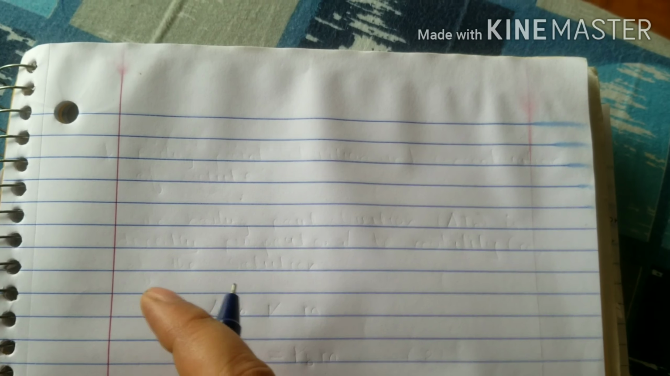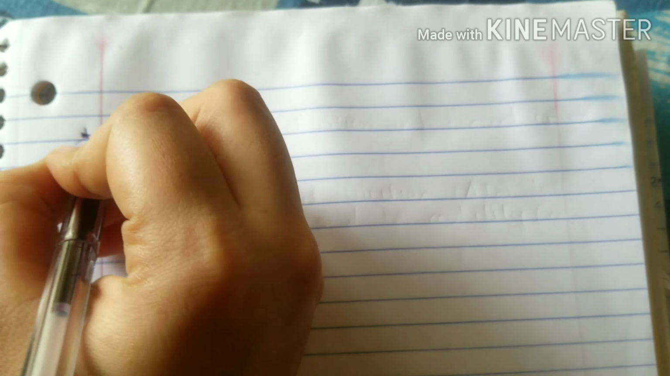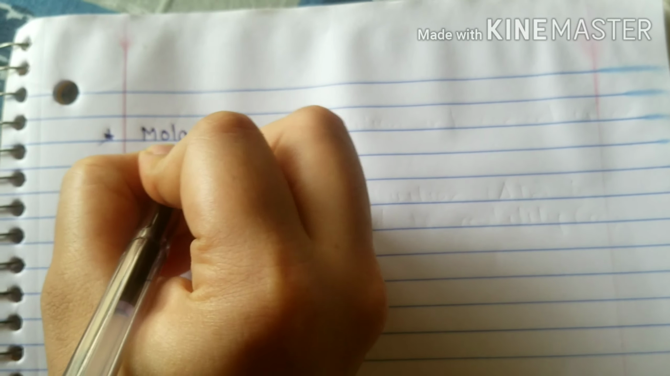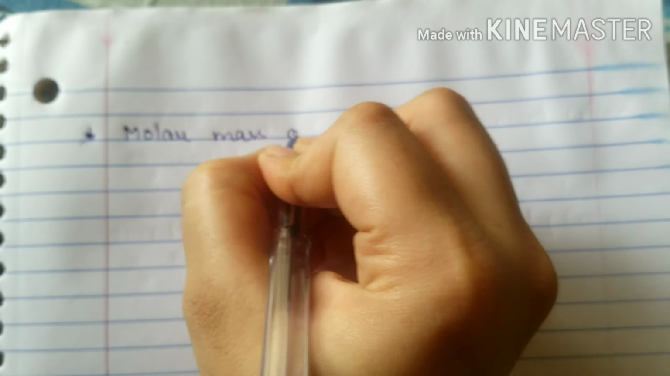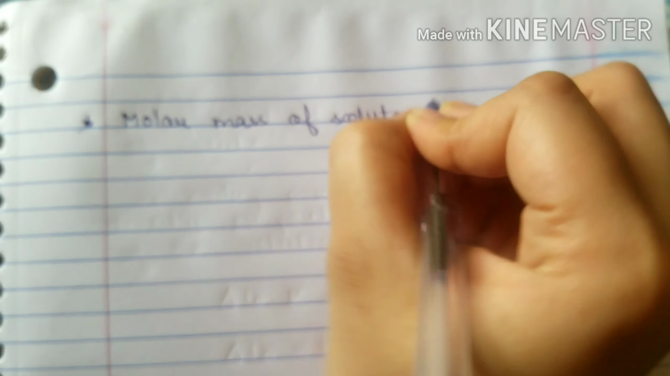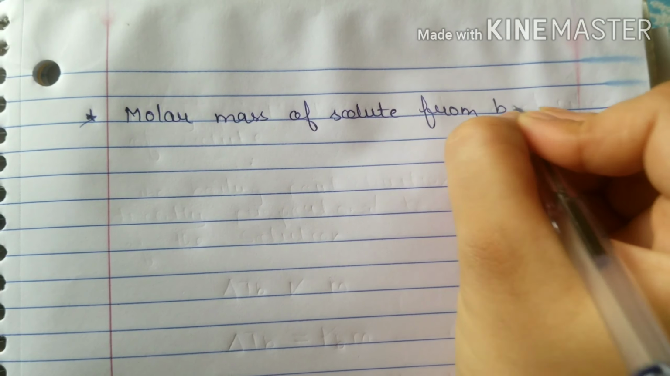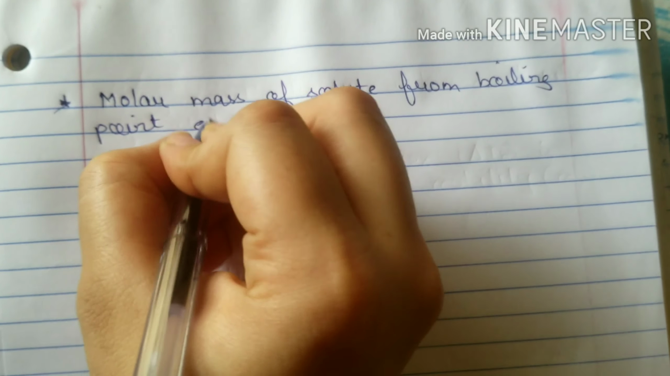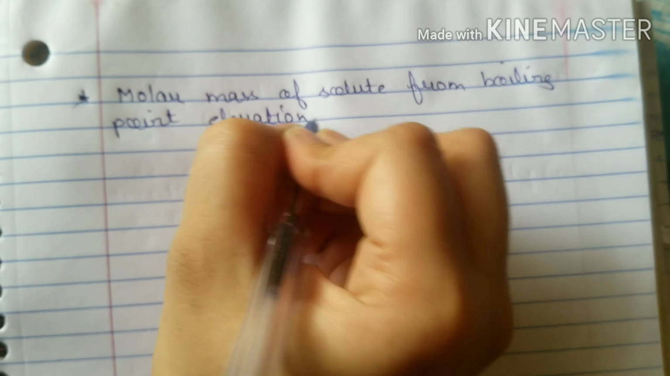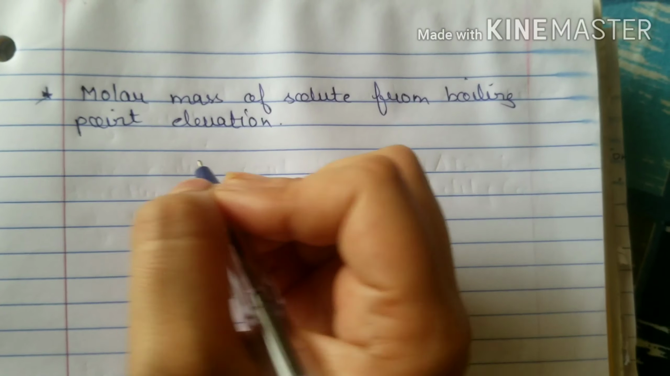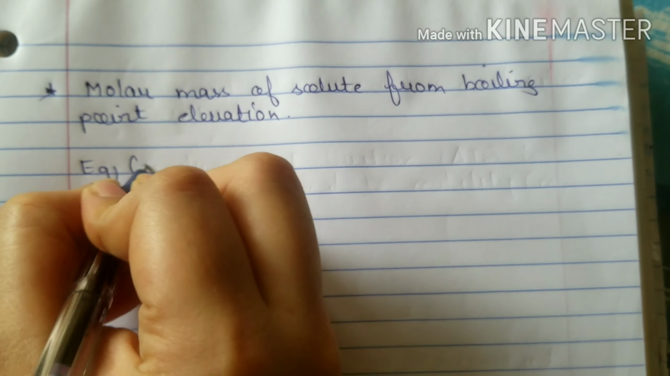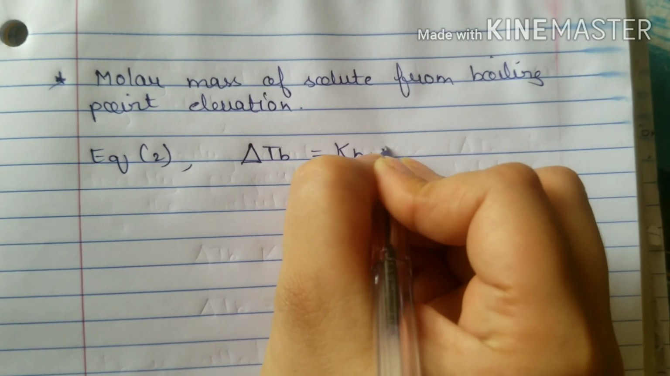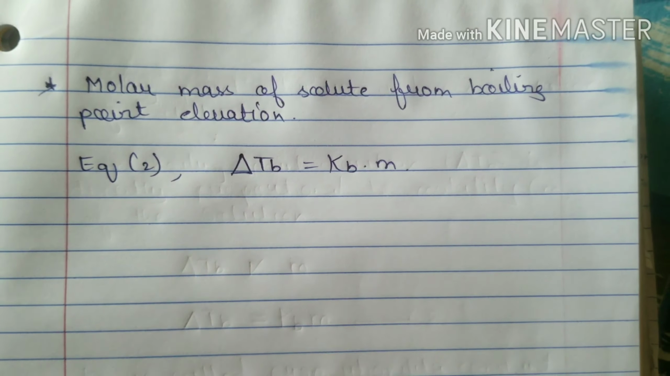Now we are going to study how to calculate the molar mass of solute from boiling point elevation. Okay, now again we are going to consider our same equation 2, that is delta TB is equal to KB m, right? So you need to keep this equation in mind.